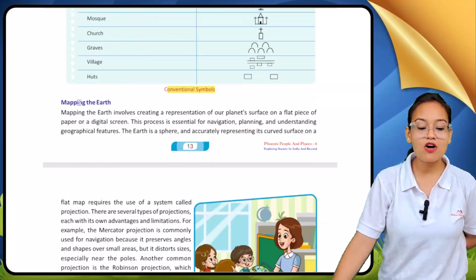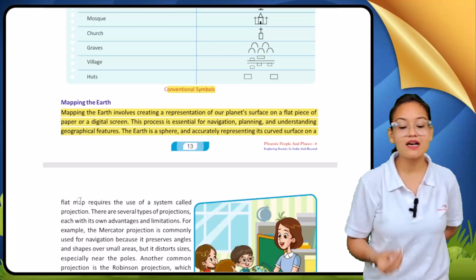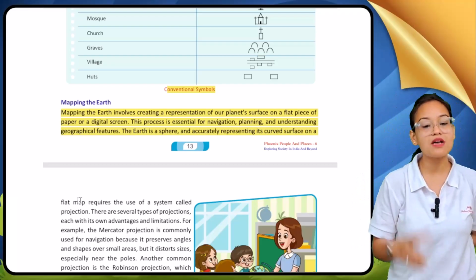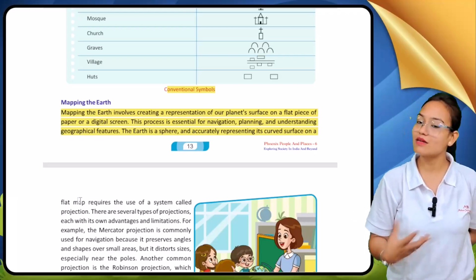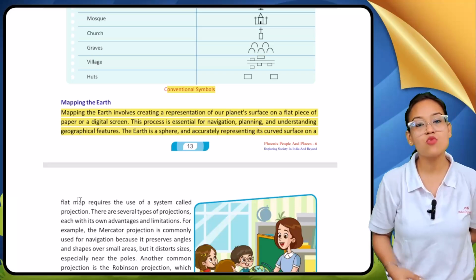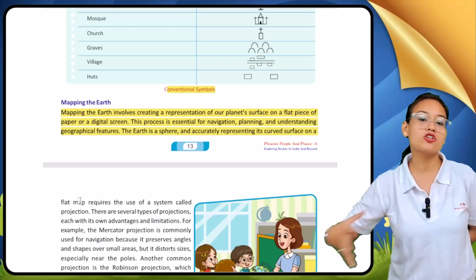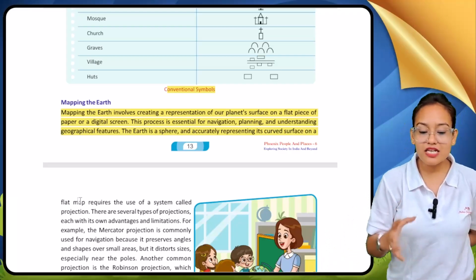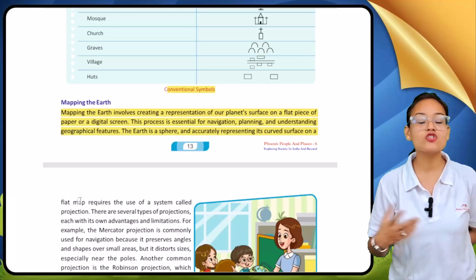Now, mapping of the earth. How can we map our planet Earth? Mapping the earth involves creating a representation of our planet's surface on a flat piece of paper or on a digital screen. So if we are drawing the map of our earth, it means we are drawing our planet Earth on a single sheet of paper or on a digital screen. This process is essential for navigation, planning, and understanding geographical features.